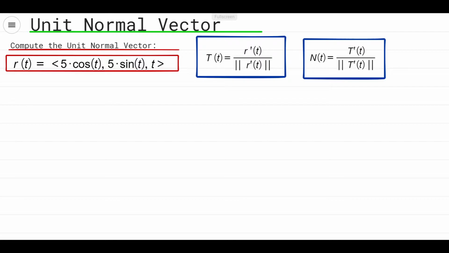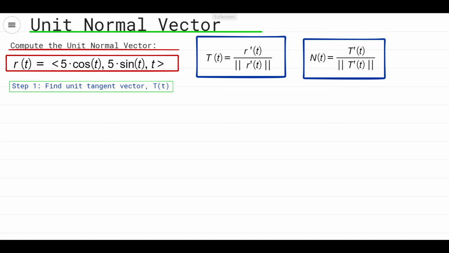Right here we're given the position vector r of t equal to 5 cosine t, 5 sine t, t. So we're given three elements in this. For step 1, we're going to find the unit tangent vector. Again, if you don't know how to find the unit tangent, go watch that video first, then come watch this video.